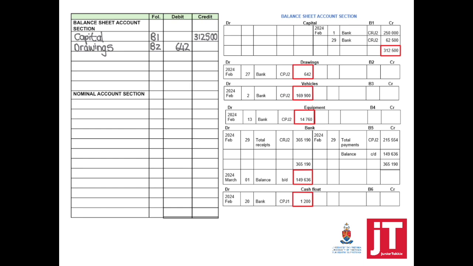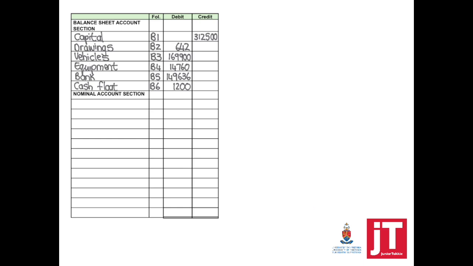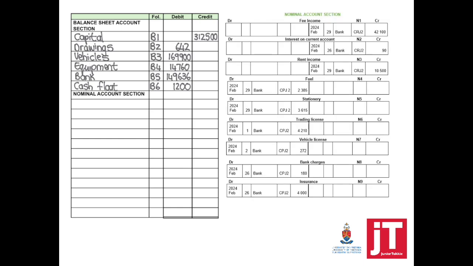Next, we've got drawings, vehicles, equipment, bank, and cash float. So again, owner's equity, capital, C for credit, drawings, D for debit. Assets appear on the debit side. There were no liabilities, and now we can move on to the nominal account section.